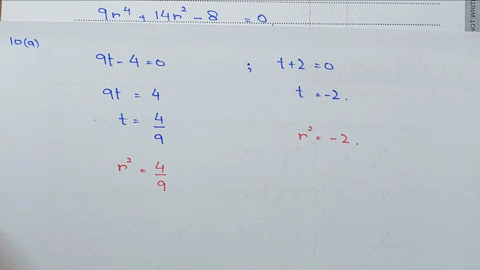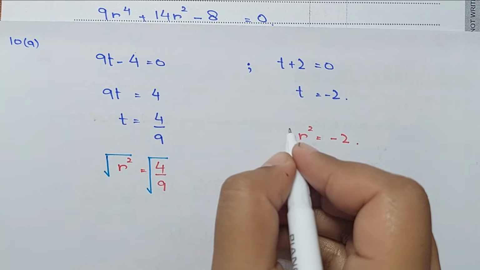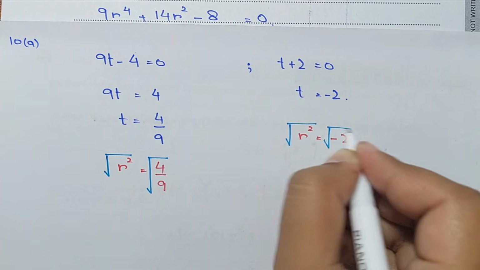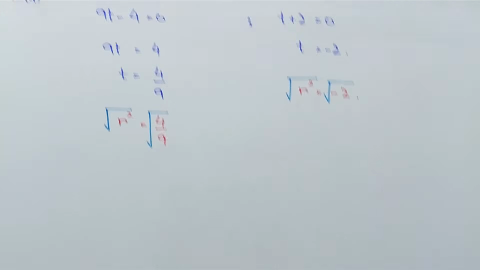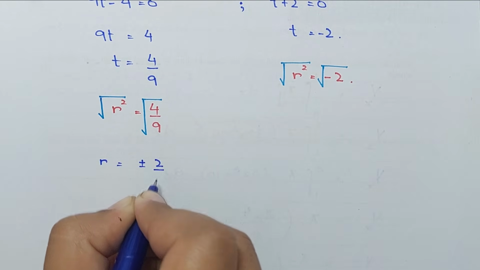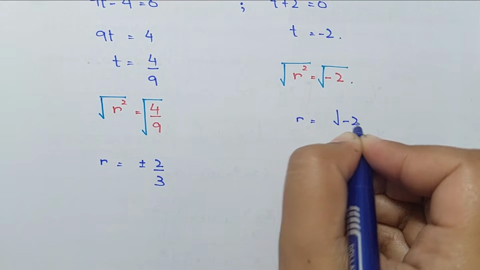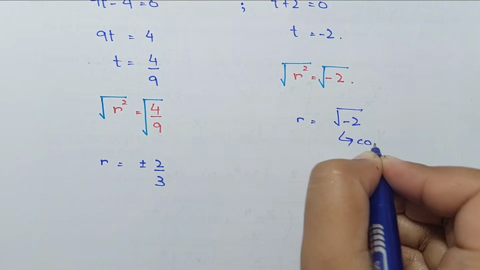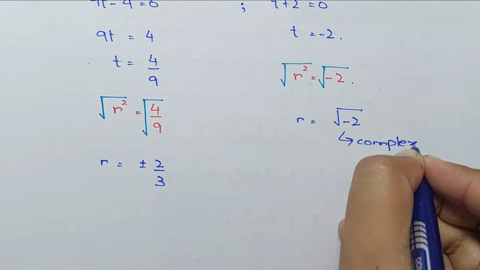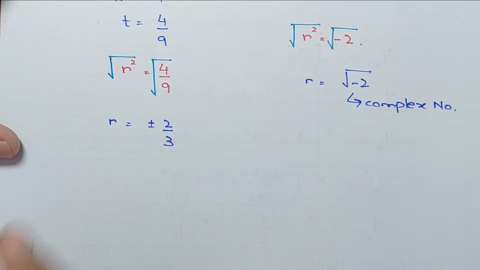Let me solve for r by taking the square root on both sides. So here the r value is plus minus 2 over 3. And here the r value is root of minus 2. Root of minus 2 is a complex number. At this stage, we are not dealing with complex numbers. We only need the real roots, right?